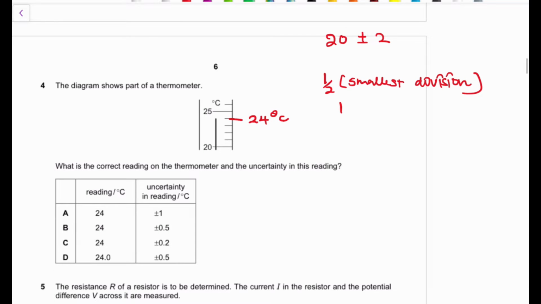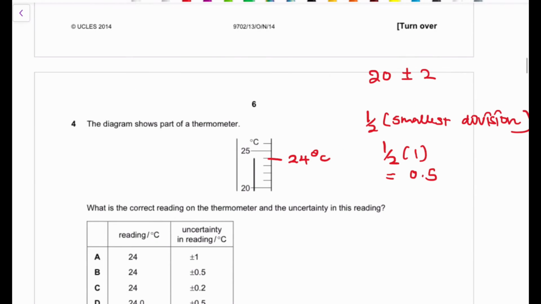So 1/2, the smallest reading is 1/2. So 1/2 of 1 should give you 0.5. That should be your uncertainty. What does it actually mean though? It means that if you go at 24, so let's assume this is your measurement. It's something like this, so that you can better understand what's going on.